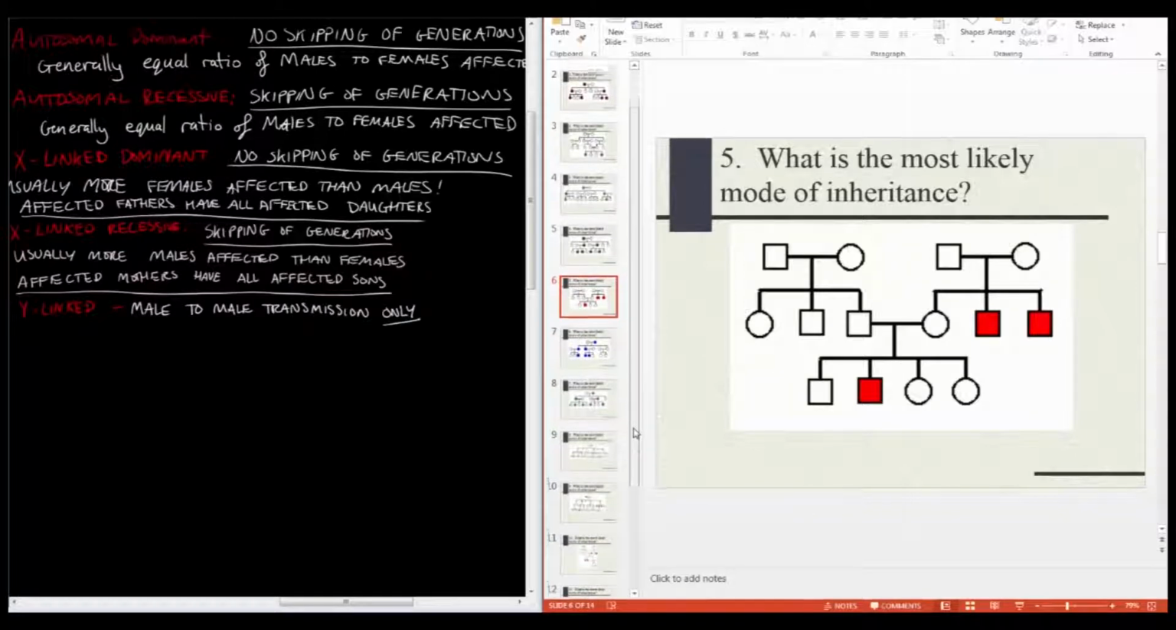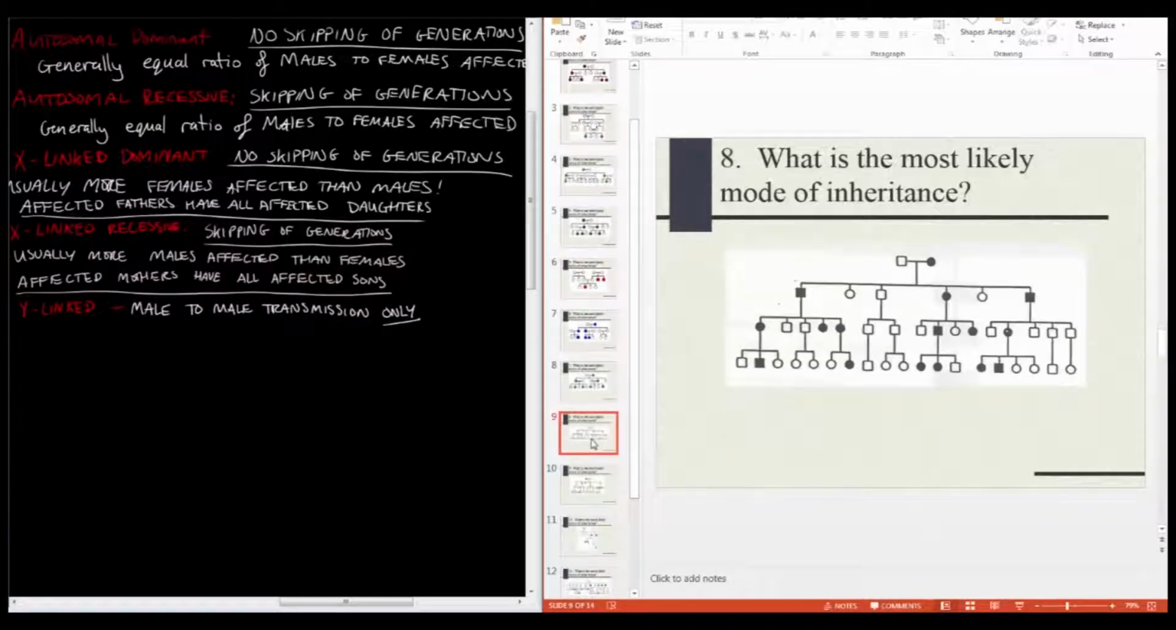I'll skip a few and go down here to number 8. So what do we notice? It's a dominant trait, appearing in every generation. 1, 2, 3, 4, 5, 6, 7, 8, 9, 10, 11 affected females. 1, 2, 3, 4, 5 affected males. Way more females affected. So it's hinting towards X-linked dominant right here. More females affected than males.